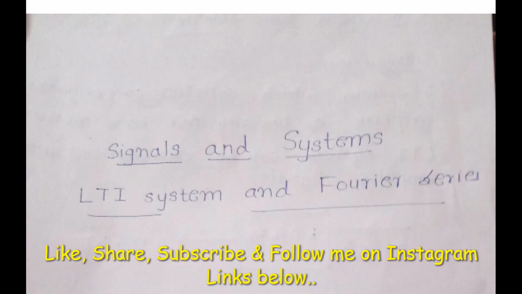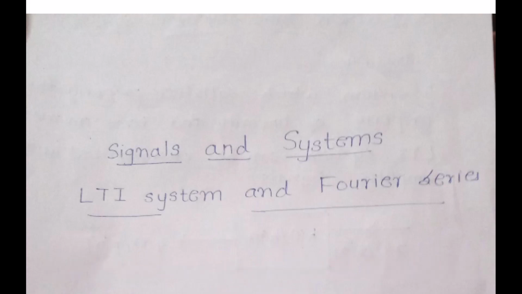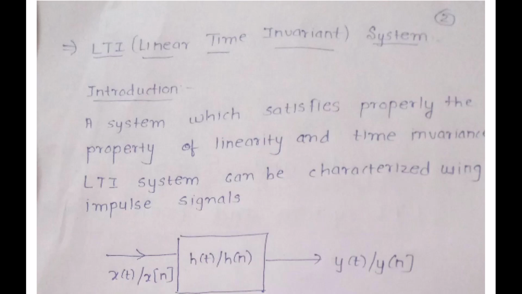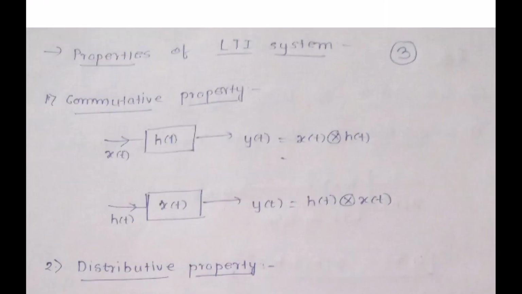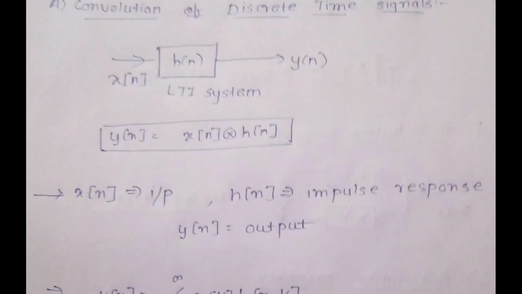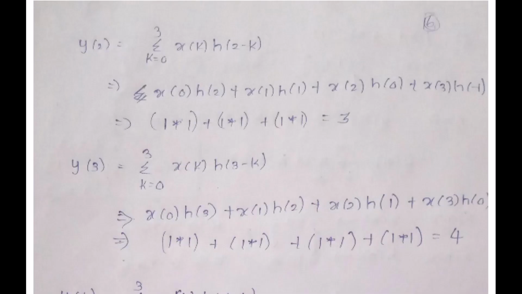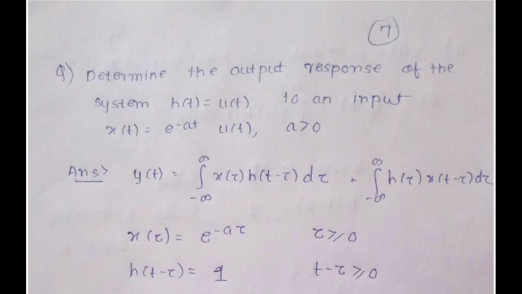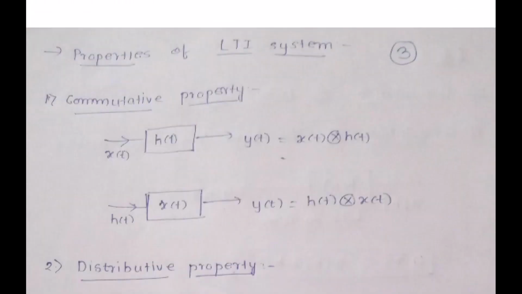So the next topic in signals and systems that we'll be studying is the LTI system and the Fourier series. This particular video will be talking about the LTI system, that is the linear time invariant system. Basically, to give you a brief, we'll be talking about the LTI system, the properties included in the LTI system, and the convolution of signals. This is a very important topic: how do you deal with the convolution of signals in the discrete domain and in the continuous time domain. So if you are really interested, do not miss watching the video till the end, so that all the topics will be explained to you very clearly.